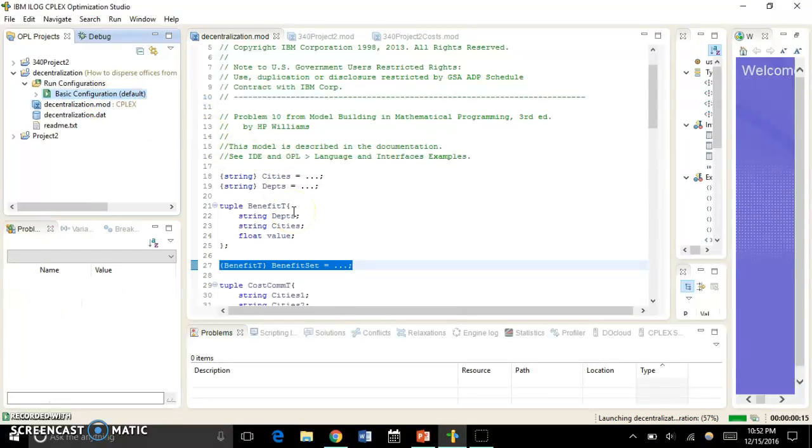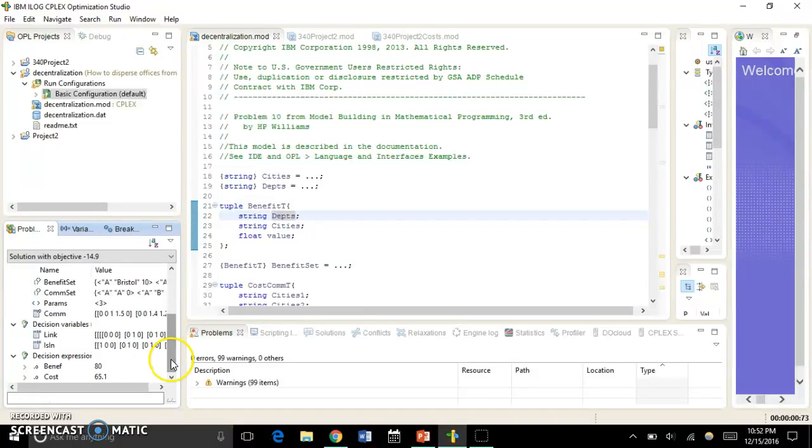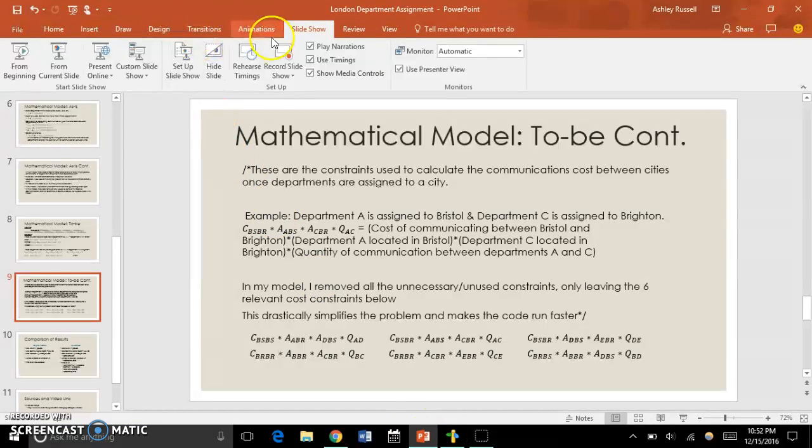This one will take a little bit longer. Okay. So they have their answer down here. So their benefit is 80,000 and their costs is 65,100, which is the same as what I got in my model. So let's head back to our PowerPoint really quick.